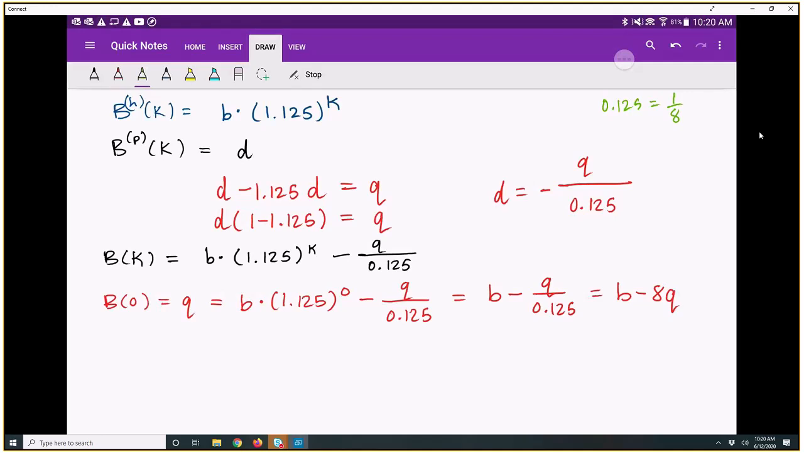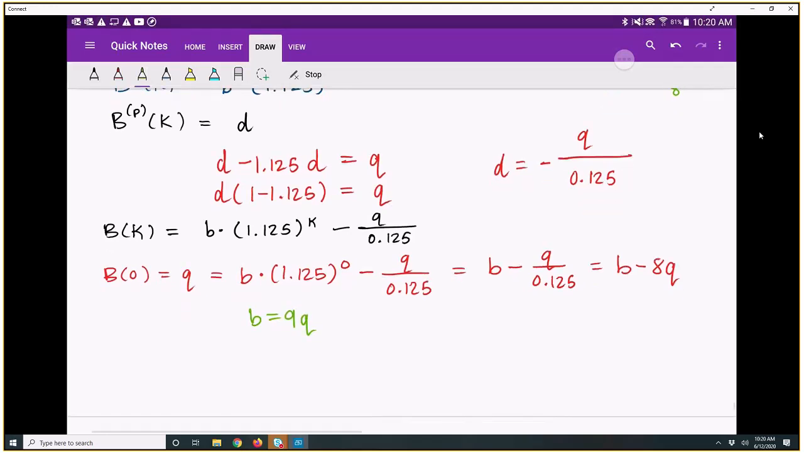So then I can put this together. I have q is equal to b minus 8q, so b is equal to 9q. Then my recurrence relation has the solution 9q times 1.125 to the power k minus, and again, I'm going to replace this by 8q. So this is the solution to the recurrence relation.